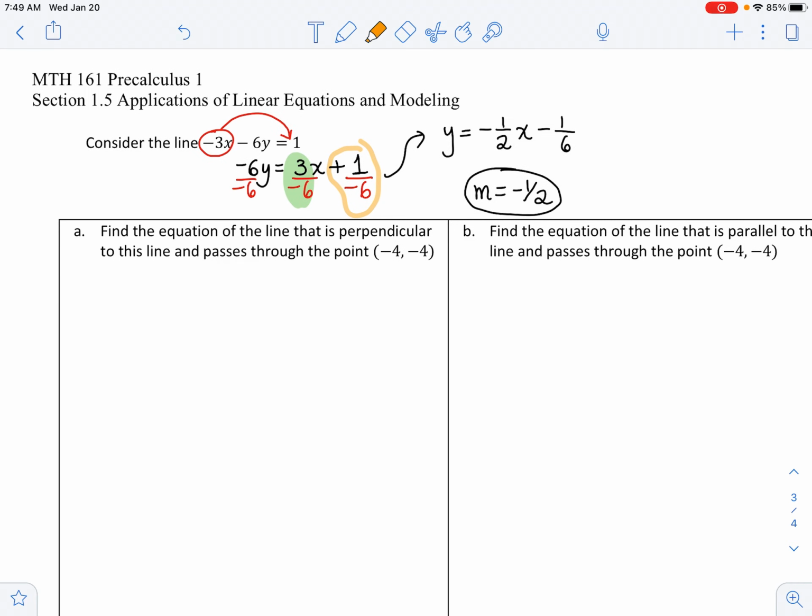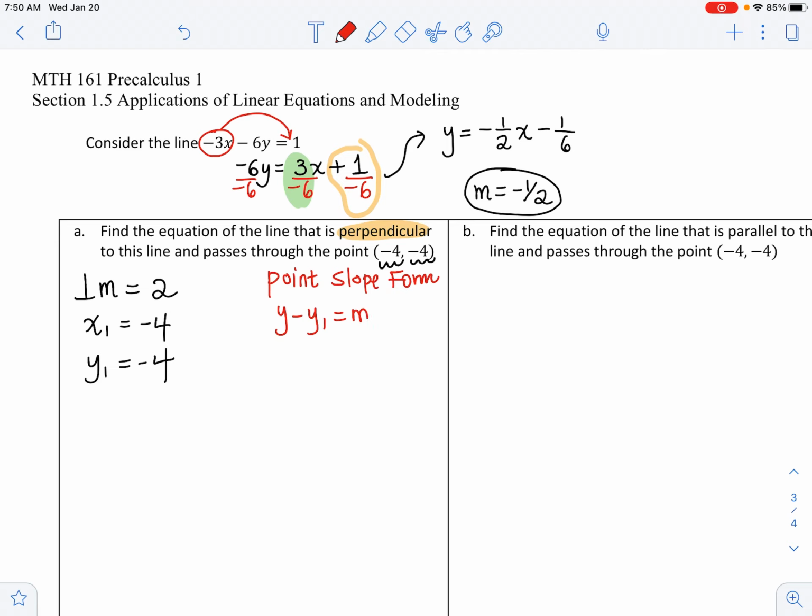Okay, so first, let's do the perpendicular. The perpendicular slope is going to be the opposite reciprocal of negative 1/2, so I need positive 2. I can see that the x value is negative 4, and the y value is also negative 4. Let's do point slope. Ready? So point slope form is y minus y1 equals m times x minus x1.